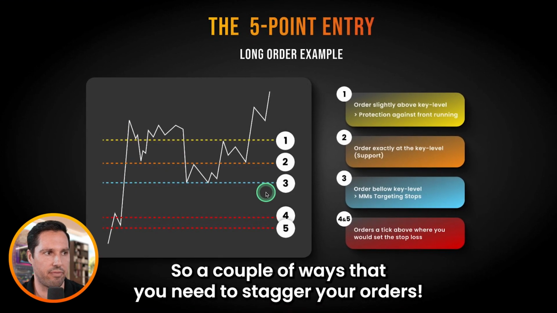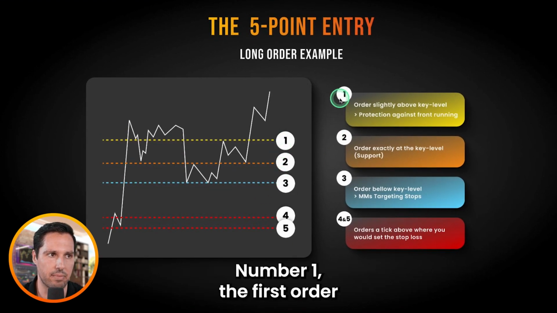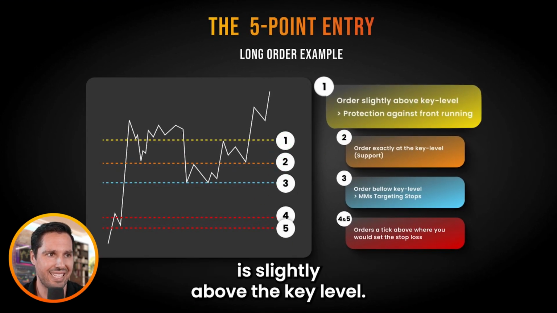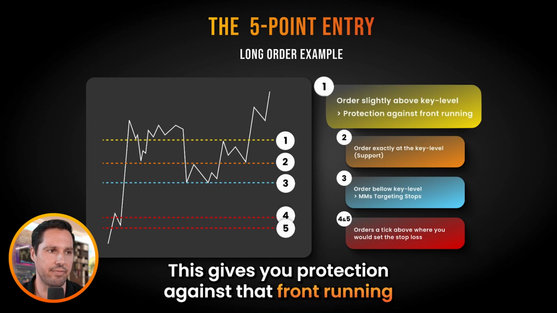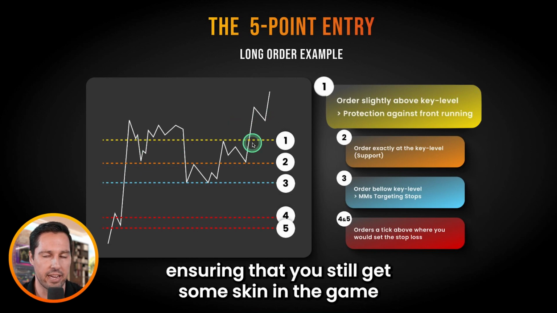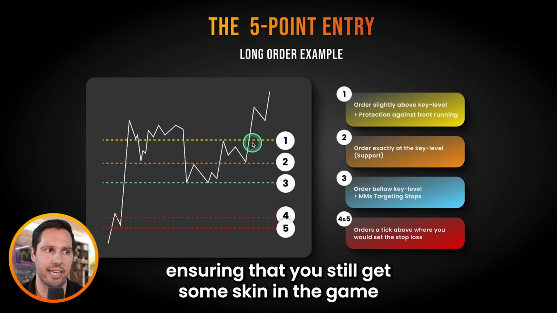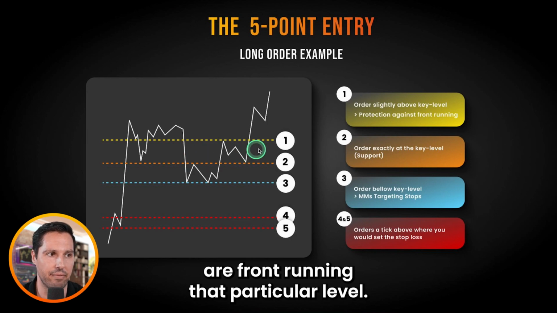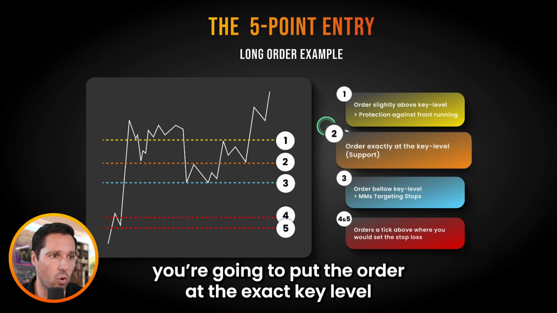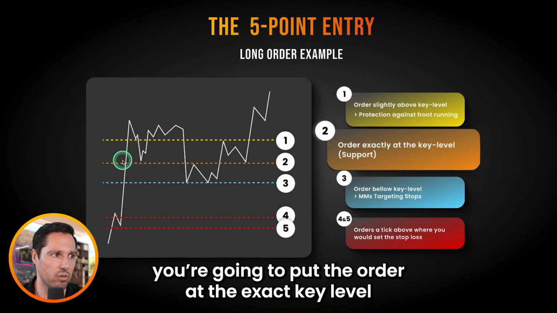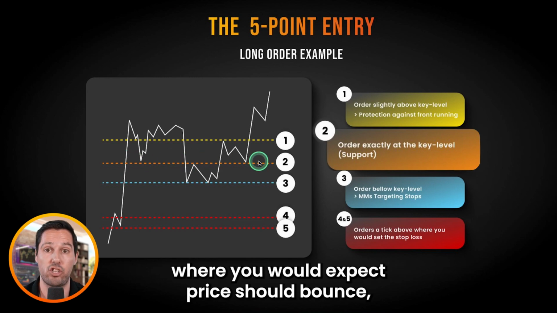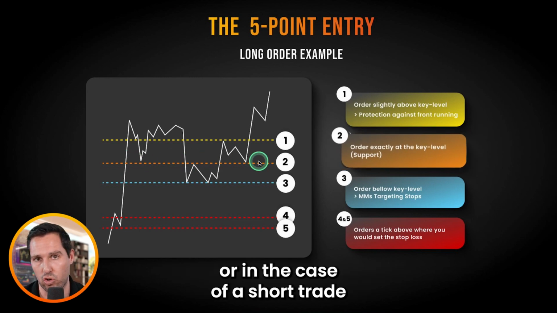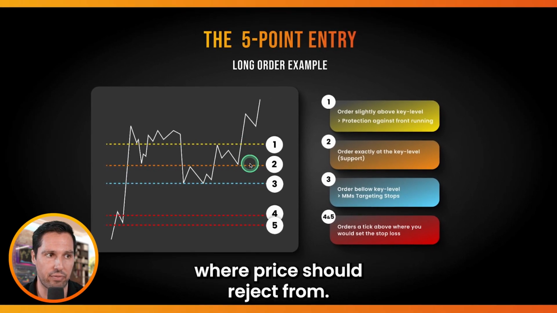So a couple of ways that you need to stagger your orders. Number one, the first order is slightly above the key level. This gives you protection against that front running, ensuring that you still get some skin in the game in the event that market makers or traders are front running that particular level. Number two, you're going to put the order at the exact key level where you would expect price should bounce, or in the case of a short trade, where price should reject from.